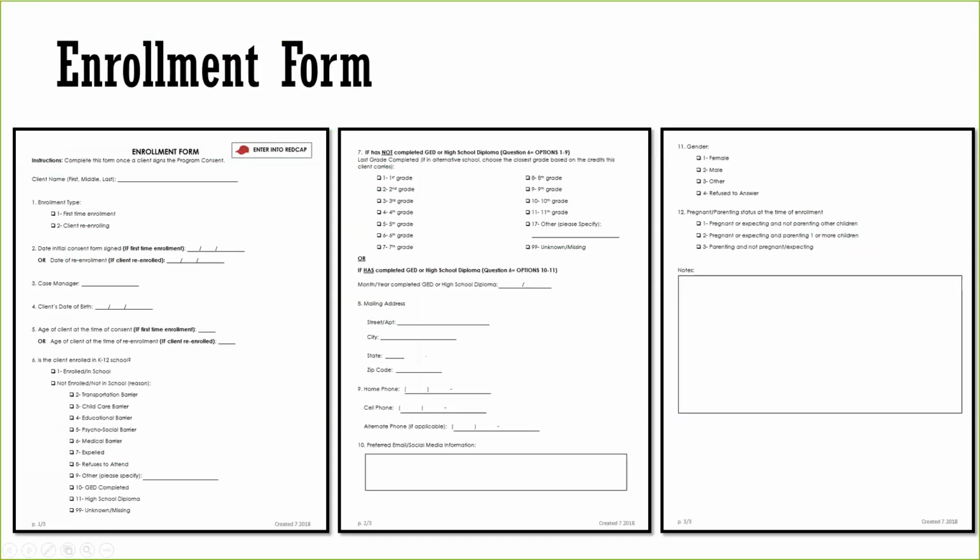The enrollment form is to be filled out once a client is ready to enroll in the program and has signed the consent form. The purpose of this form is to document when a client is being enrolled or re-enrolled, and to capture key client background and demographic information at the time of enrollment.